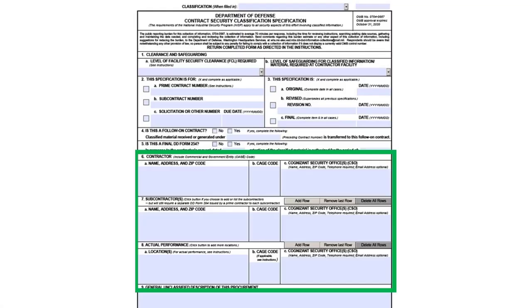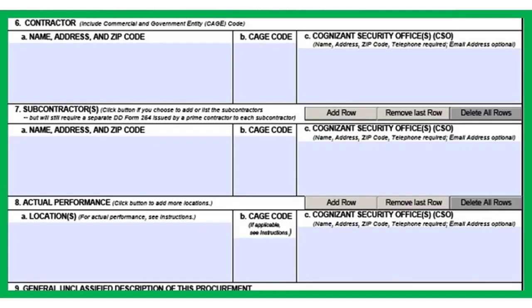The second focus area is highlighted here in green. For solicitation DD Forms 254, company names may not appear. Most of the time, but not all, you will see TBD or to be determined in these areas as there may be multiple proposals. This section is completed on the award of the DD Form 254.